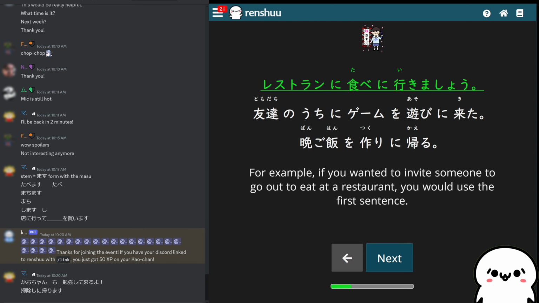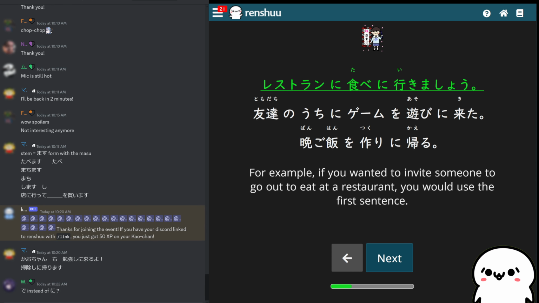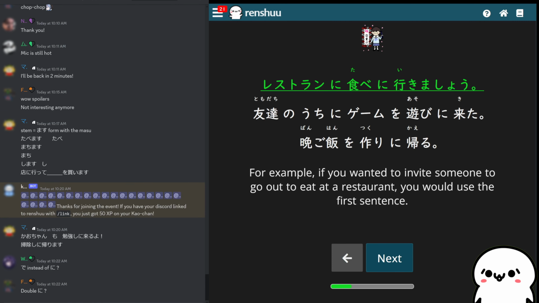Restaurant ni tabe ni ikimashou. There's something, it's kind of small. Yeah, de instead of ni. It's not the double ni, although that's a good point. The double ni, there's nothing wrong with two ni. Nothing wrong at all. It's not as common, but especially with this form, you do see it happening.